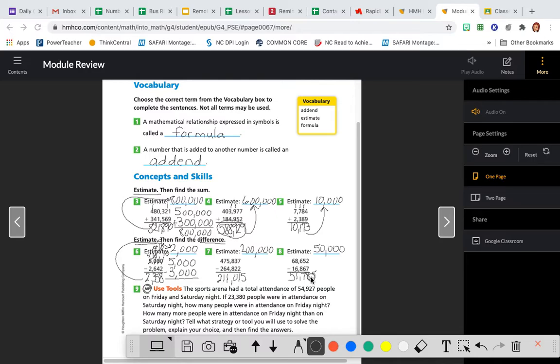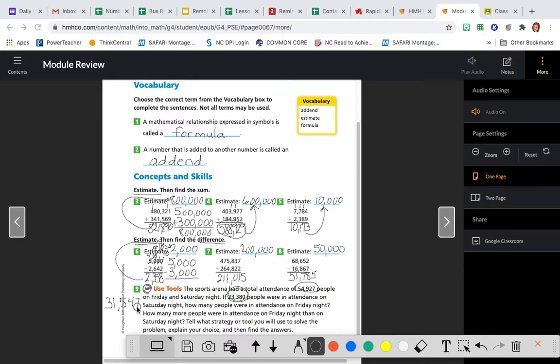We're going to take the two numbers that we have, 54,927 and 23,380, and we're going to subtract, because we want to find out how many people were in attendance on Friday. We already know how many people were in attendance on Saturday night. That was 23,000. So we're going to subtract that number from 54,000. Now, as you can see, I don't have room on my paper to really show you how to answer that, but I want you to try that on your own. It's just like you were subtracting the numbers above. But your answer should be, and I'll write the answer over to the side, 31,547. So that's the answer to the first question.